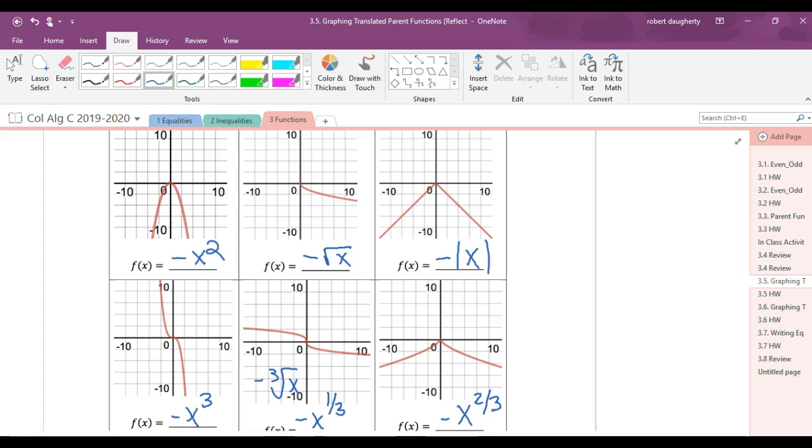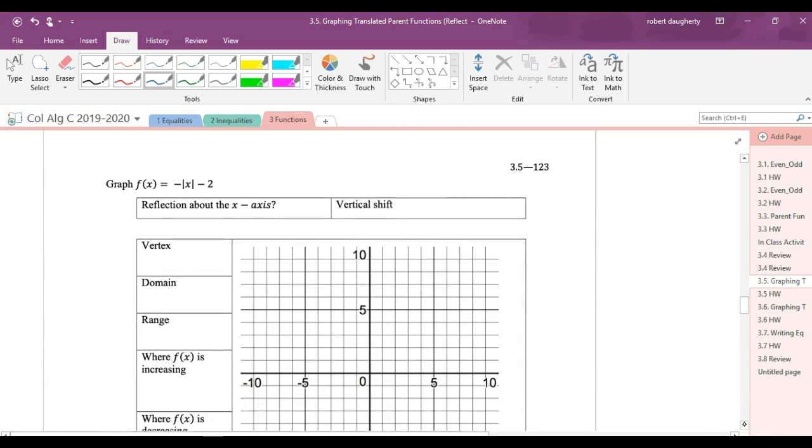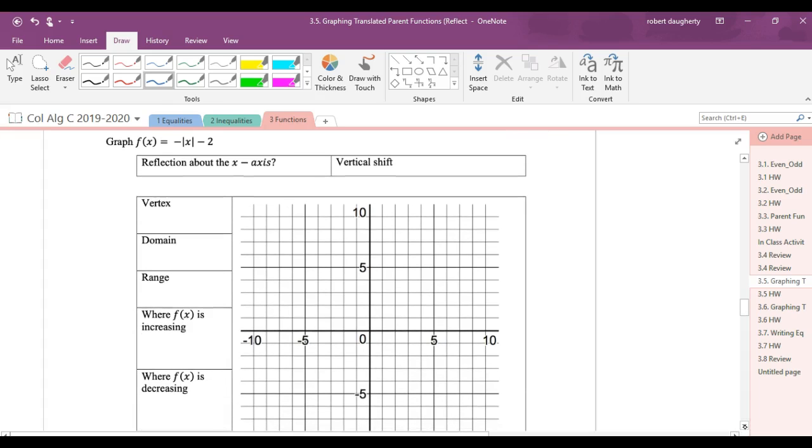Okay. So now we can move functions up and down, and we can reflect them about the x-axis. So let's see how that helps us in graphing. Okay, so let's look at this. I want to graph negative absolute value of x minus 2. What does that negative in front tell you that has happened? It's been reflected about the x-axis. So the answer to this first question is yes. It's been reflected about the x-axis. And then has it moved vertically? What did it do? Goes down 2, okay?